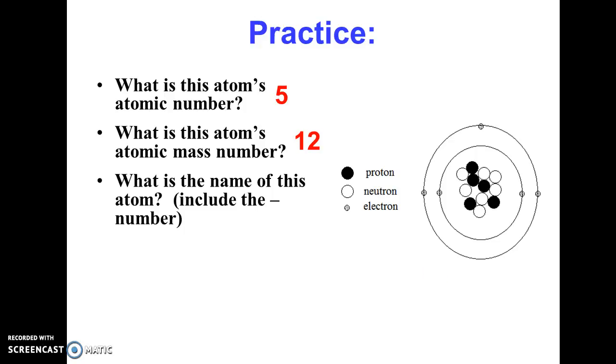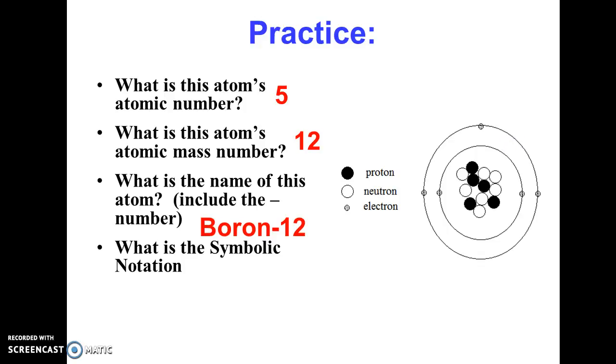The name for this atom, including the dash, is going to be based on, again, the number of protons. 5 protons means that it is boron, and the dash is going to be the total number of particles in the nucleus, or the atomic mass number of 12. So this would be boron dash 12. The symbolic notation for this, we're going to replace the word boron with the symbol B, and we're going to put the atomic number down on the bottom, the 5, and the atomic mass number up on top, the 12.